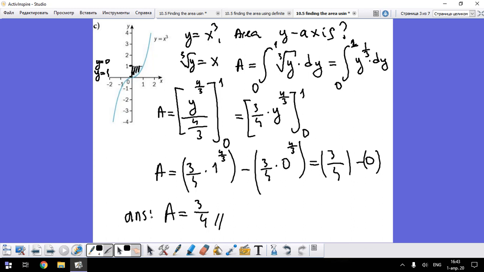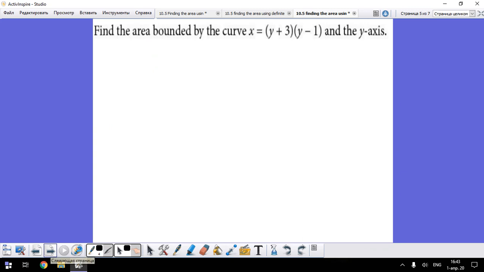Okay, you understand? So you should change this function, and change this place to the y-axis. Let's continue with the next question.